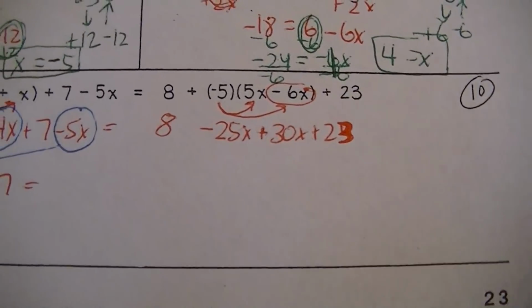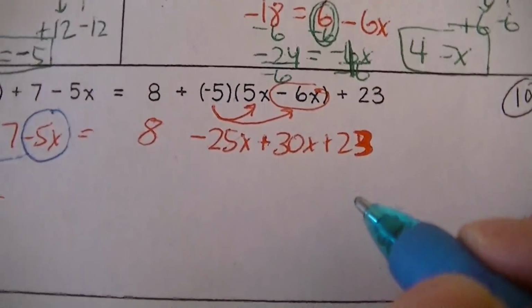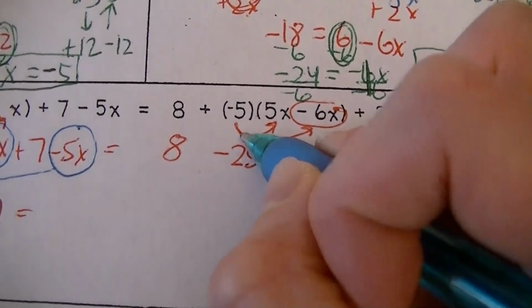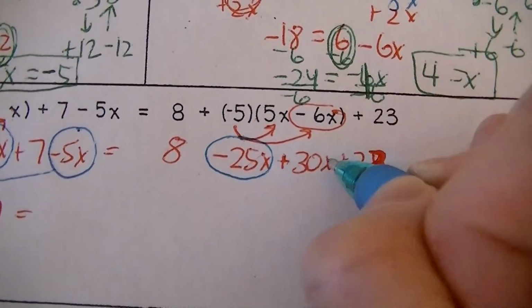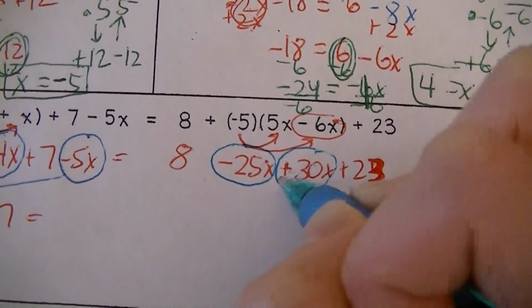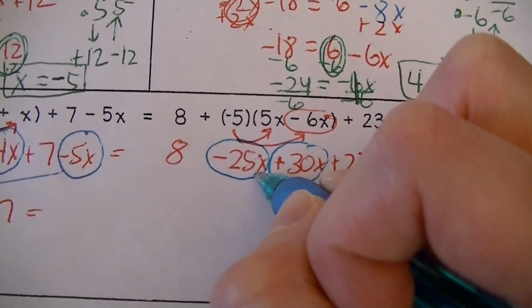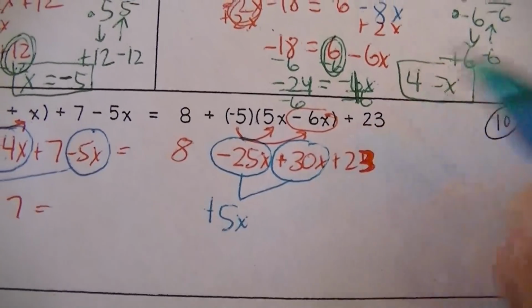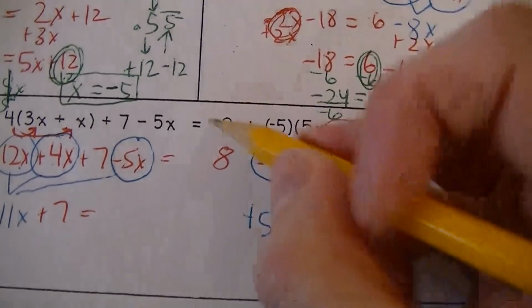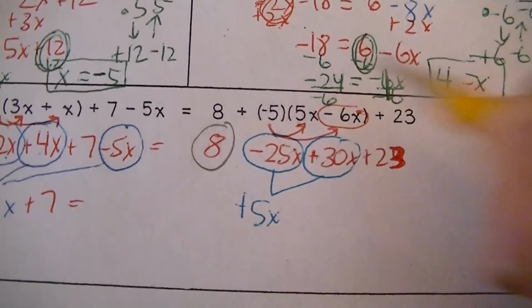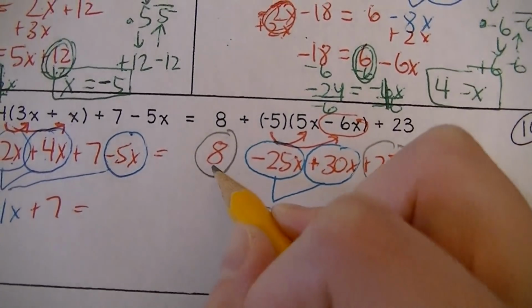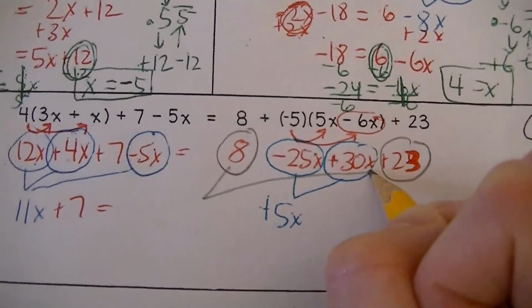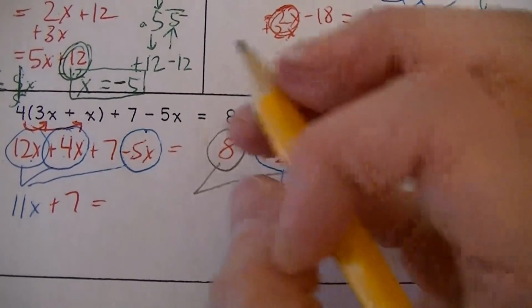Now on this right-hand side, looks like there's some things we can combine also. I see that I have a negative 25x plus a 30x. So negative 25x plus 30x gives me a positive 5x. And you can also hopefully see that we have an 8 right here and a plus 23. 8 plus 23 gives me 31.